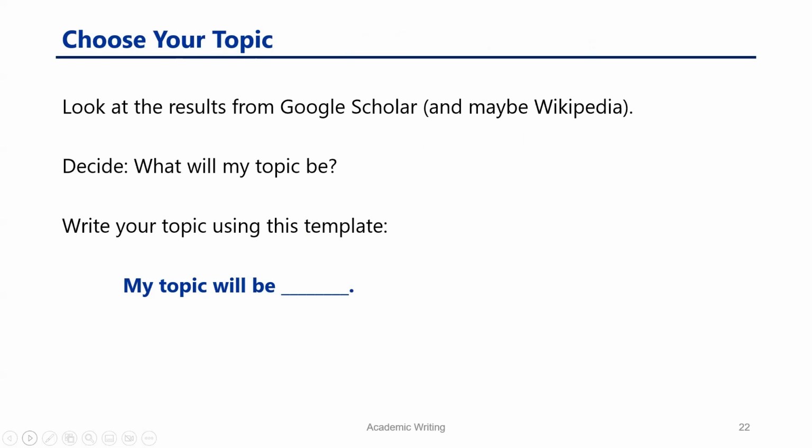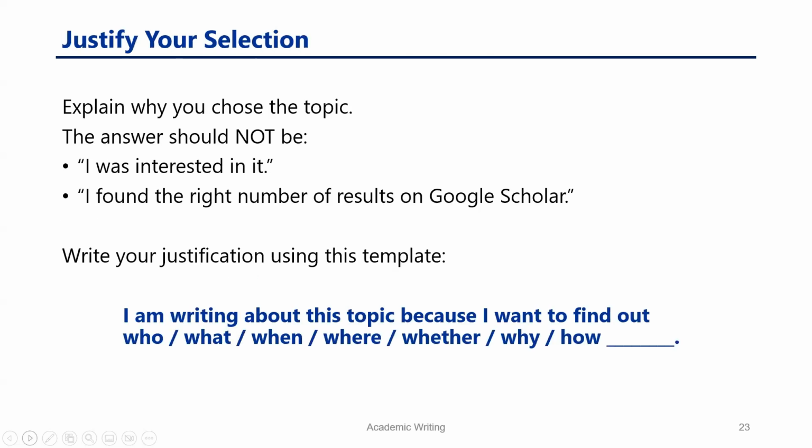So finally, after you've looked at the results for your potential topics in Google Scholar and maybe Wikipedia to help you if you had trouble, decide what your topic will be, and then write the topic using the template: My topic will be blank. Then explain why you chose the topic. The answer should not be that I was interested in it or I found the right number of results on Google Scholar. It has to be a reason that was worthwhile.